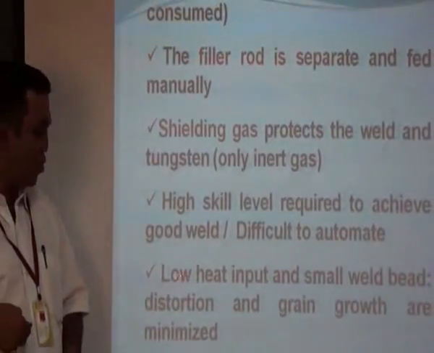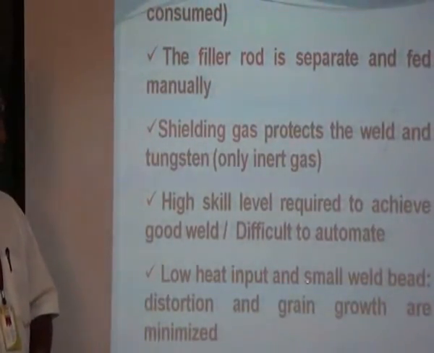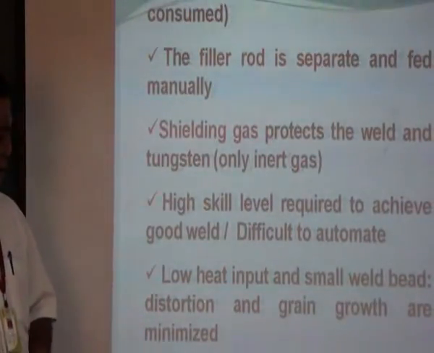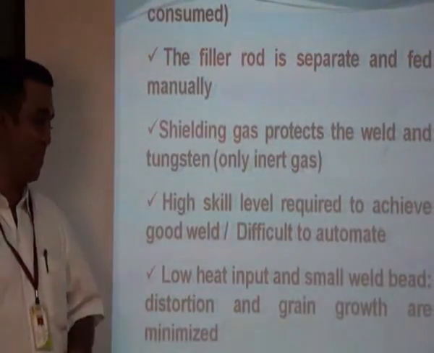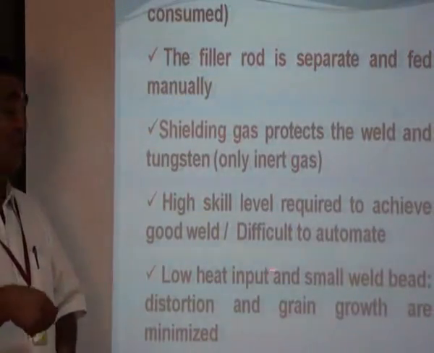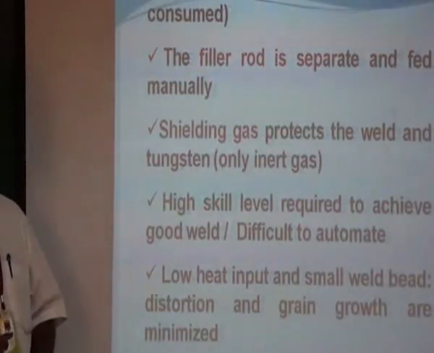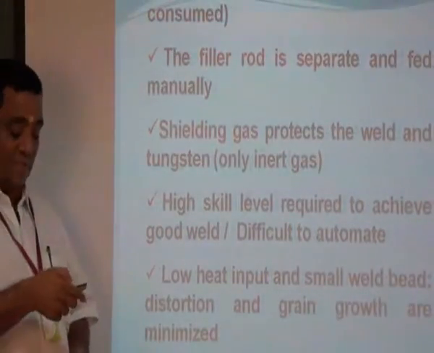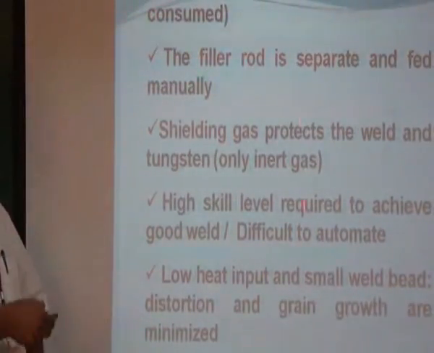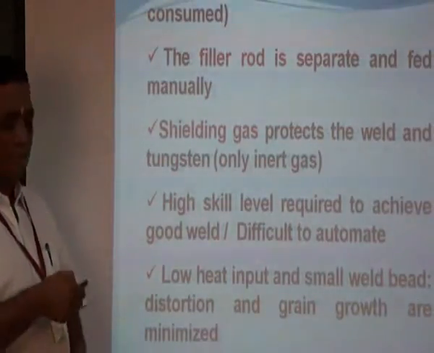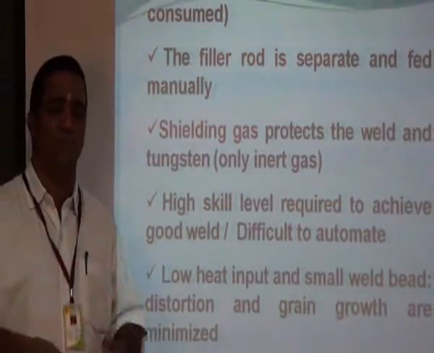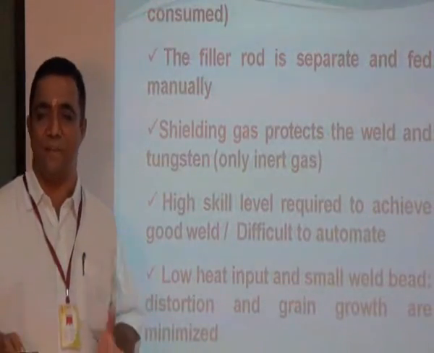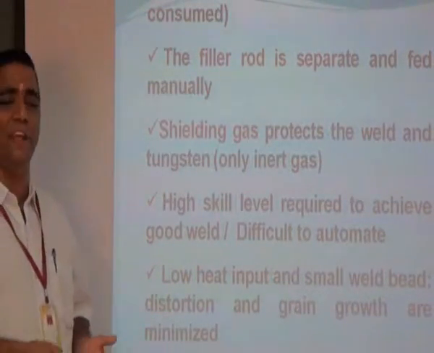And remember, it is a low heat input process, and it produces one small weld bead, and you can have distortion, that is, the buckling of the plates when it is welded, and the grain growths are minimized because of this low heat input process. In spite of all these characteristics, it produces clean welds, because there is no flux involved in this. The tungsten inert gas welding process is the most recommended process, especially for nuclear power pressure vessels, because there you will not have any inclusions.